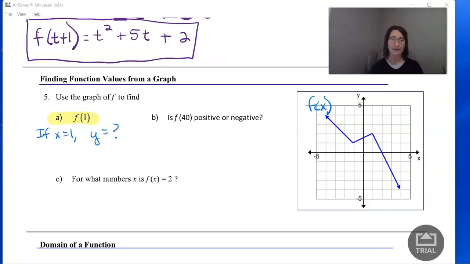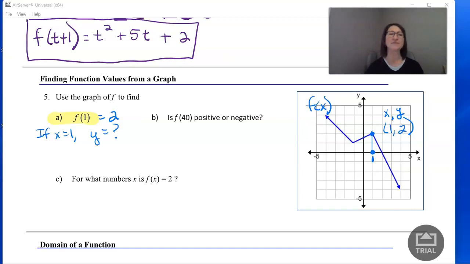what is y? So in order to figure that out, I go to 1 on my x-axis. I draw a vertical line until it intersects with my graph. It intersects at this point, which is 1, 2. It's the ordered pair 1, 2. And so my x value is 1, my y value is 2. So f of 1 is equal to 2.